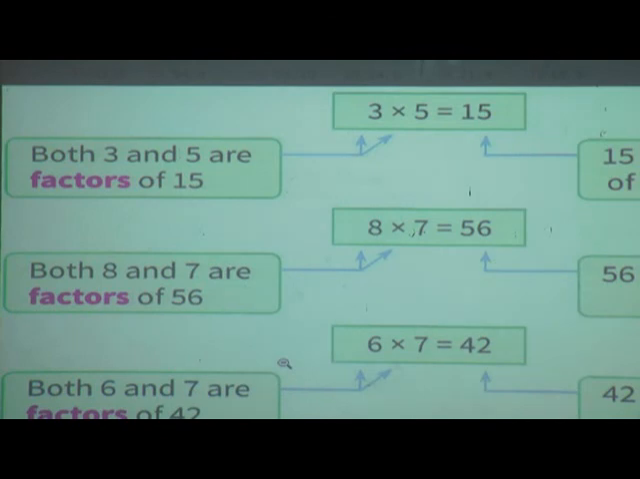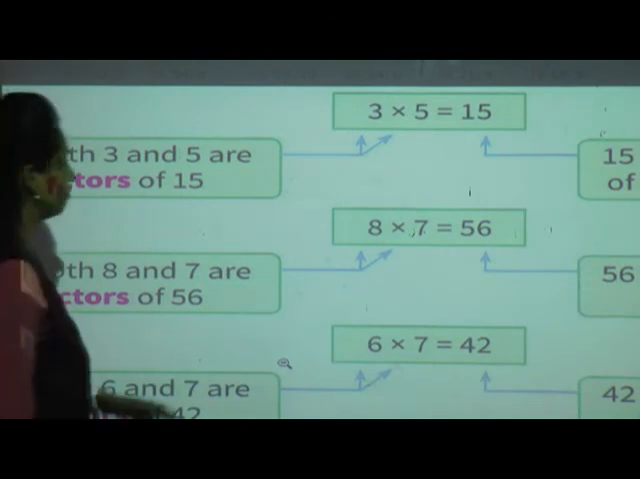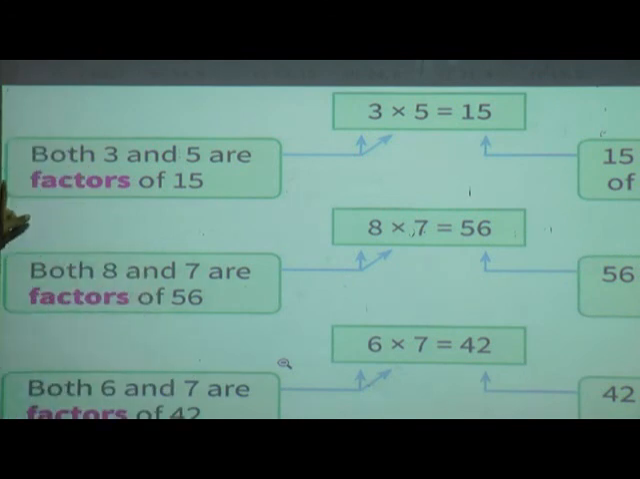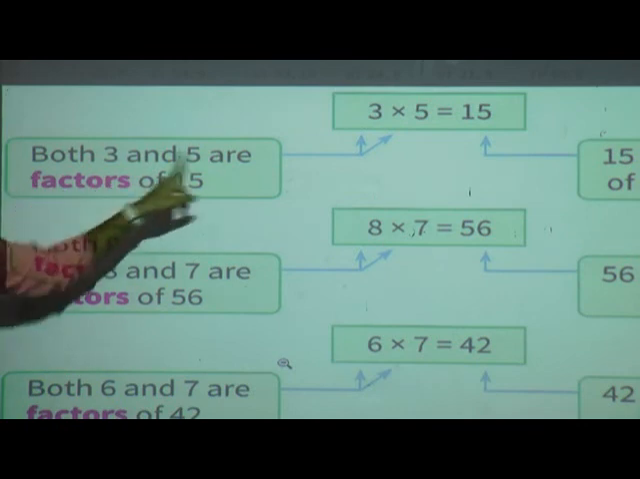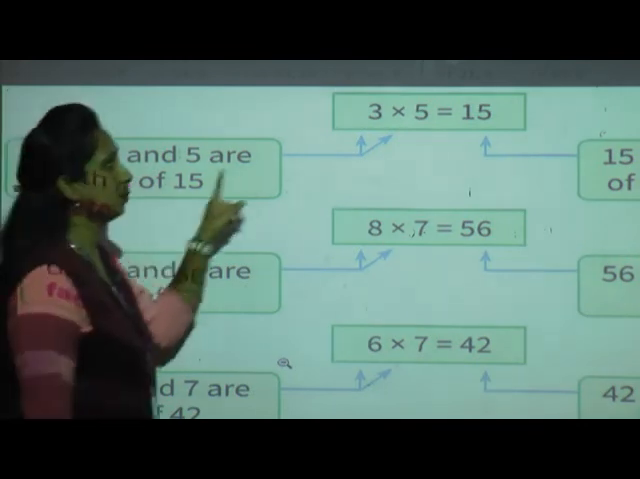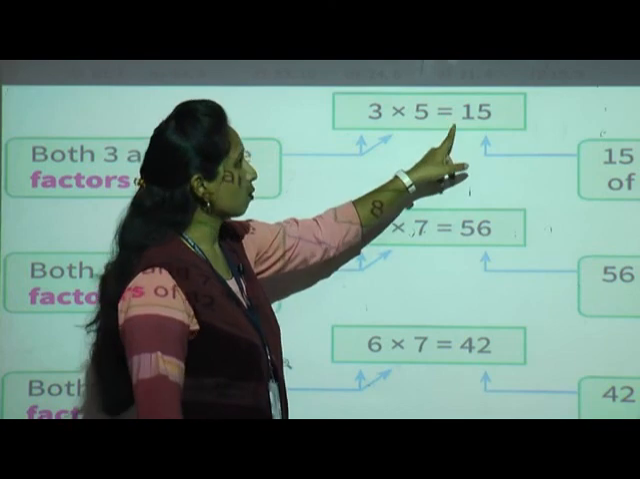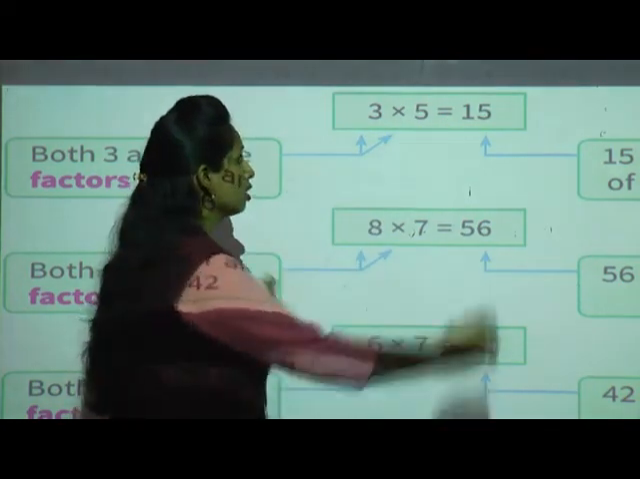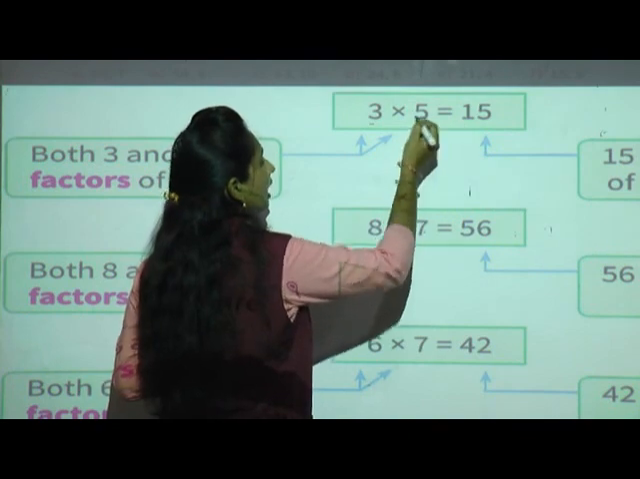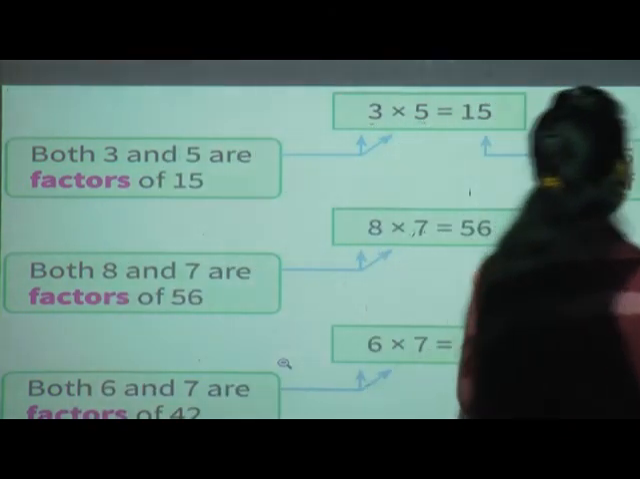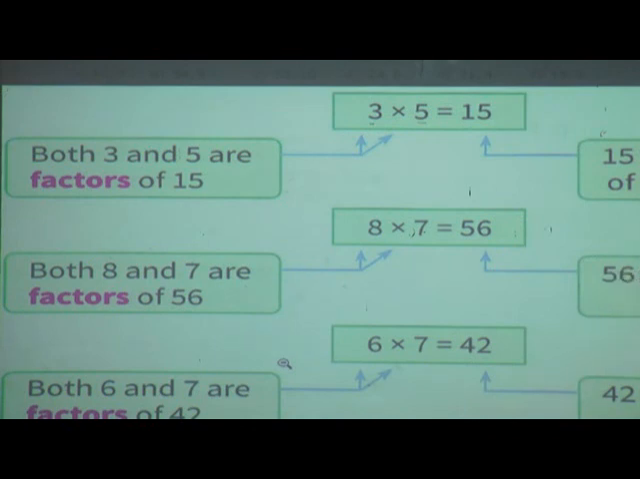Now look at here. See, 3 multiplied by 5 is 15, isn't it? Now see what is the connection of factors and multiples. Both 3 and 5 are the factors of 15, as I told you. When we multiply both the numbers to get the desired number, they are called the factors. So here 3 is also a factor of 15 and 5 is also a factor of 15. And it is nothing but 15 is a multiple of both 3 and 5. Are you getting? Yes.